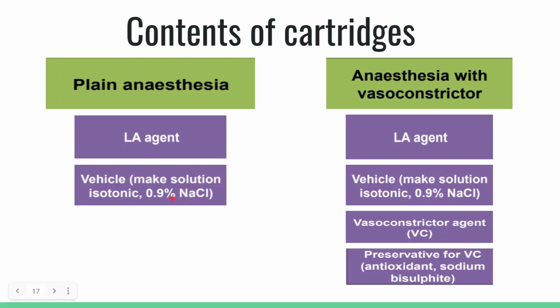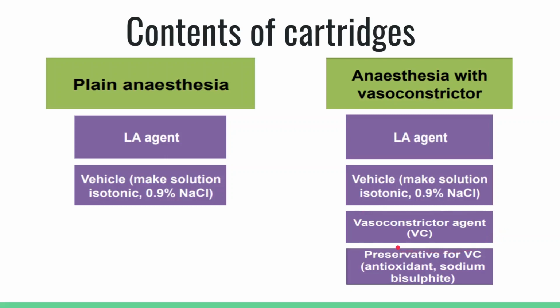This is usually normal saline, which is 0.9% sodium chloride. This will make the drug isotonic, so that when we inject it into the patient, it doesn't cause hyperosmolarity or hypoosmolarity. It will keep everything isotonic. On the other hand, anesthesia with a vasoconstrictor not only contains the local anesthetic agent and the vehicle, but on top of that, it also contains a vasoconstrictor agent. Okay? And we'll see later why this is important.